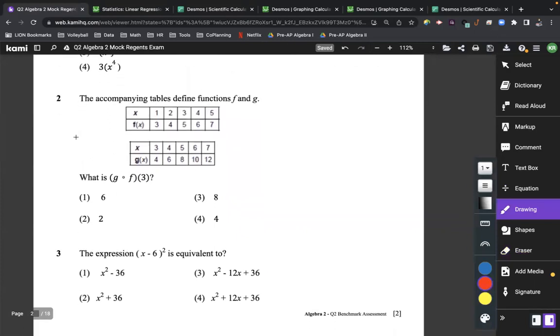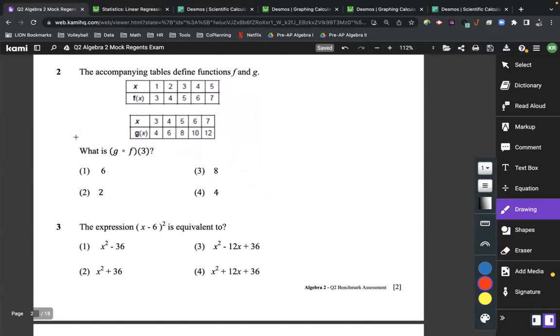Number 2, the accompanying table defines functions f and g. I know that this is f because f of x is here, and this is g because g of x is here. Oops, sorry about that. So what is g of f of 3? When I rewrite that, that would be g of f of 3. Remember that you have to go inside to out. So I have to find f of 3 first to then find g of whatever this number is.